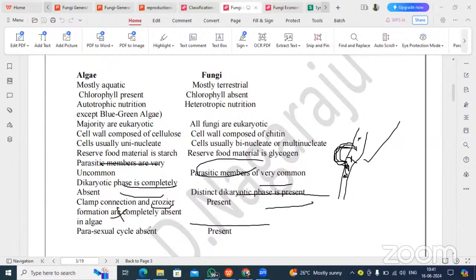The parasexual cycle is absent in algae, present in fungi. The parasexual cycle we will discuss later. The parasexual cycle is equal to sexual reproduction, but it is not sexual reproduction. Whatever reactions and activities occur in sexual reproduction are all there in parasexual reproduction, but it takes time. There is a time gap.